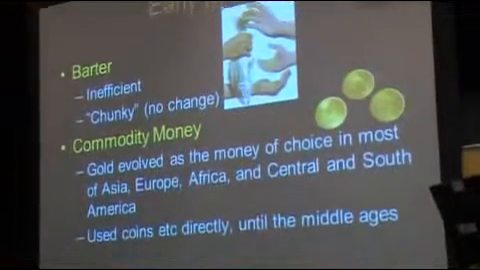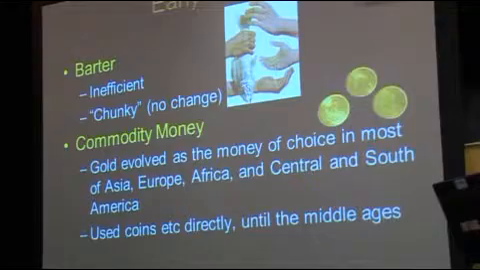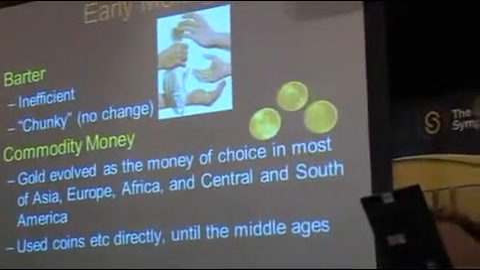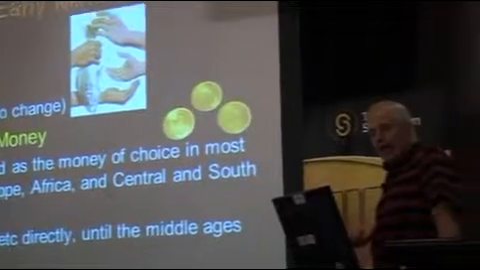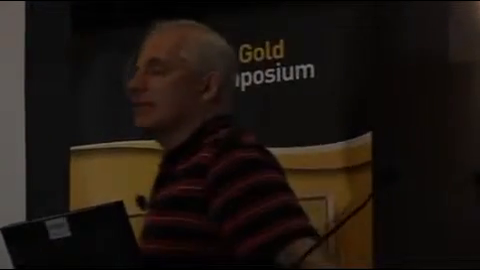Gold evolved as the commodity of choice for money in pretty much all of the big mainland of the world, Asia, Europe, Africa, and also big areas of Central and South America. And the world pretty much used coins directly until about the Middle Ages, when we got the next big advance, which was we used representations of gold rather than the gold itself, which was terribly more convenient but did allow a certain amount of chicanery.